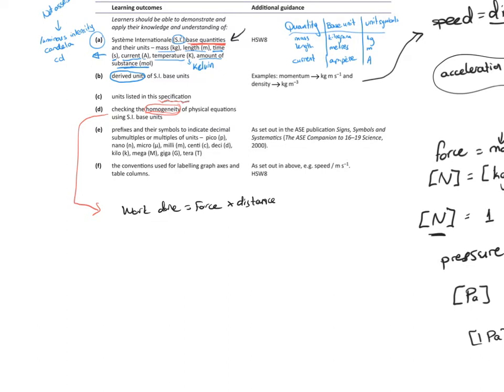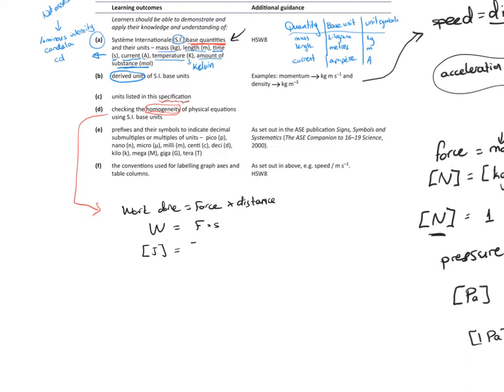Now, I'm just going to write it with symbols. Work done is force times distance. S stands for displacement, by the way, which you're going to have to get used to as well, especially all the symbols. So now if I say, okay, what's the unit of work done? You all know that the units of work done or energy transferred is joules.